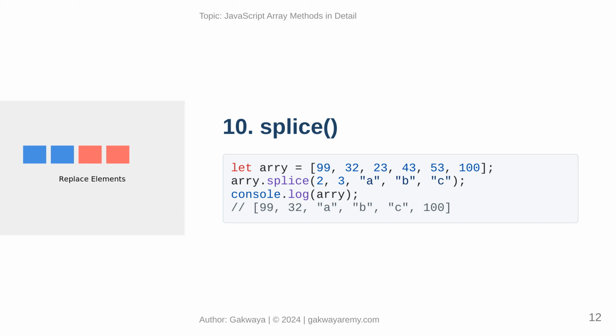Splice is an incredibly versatile method that can modify an array by removing, replacing, or adding elements. It takes a starting index, a count of elements to remove, and any number of elements to insert. This is like performing surgery on an array. You can cut out a section and stitch in new elements.